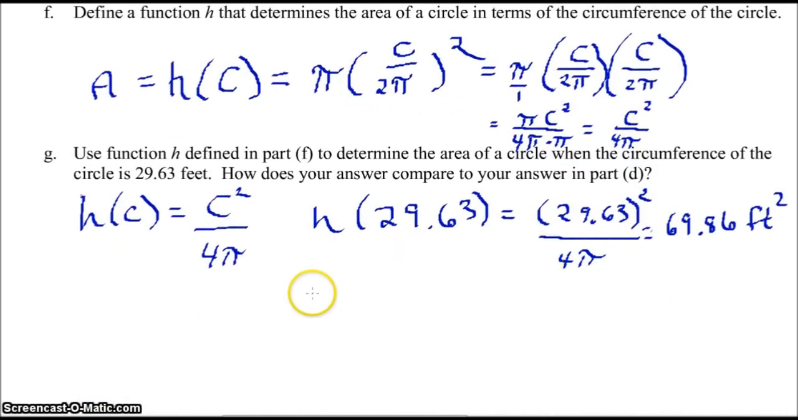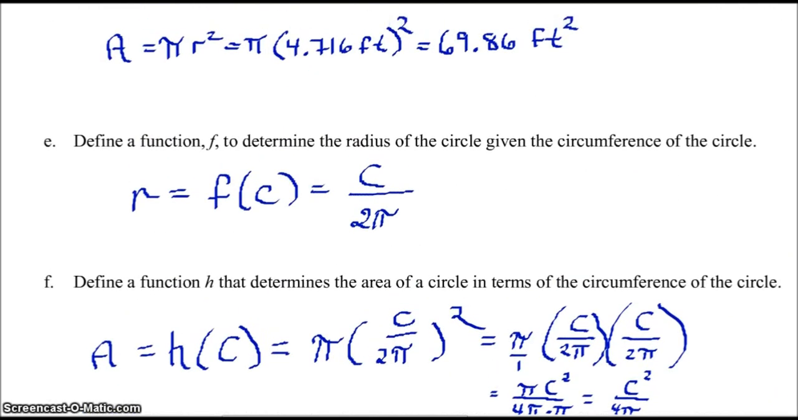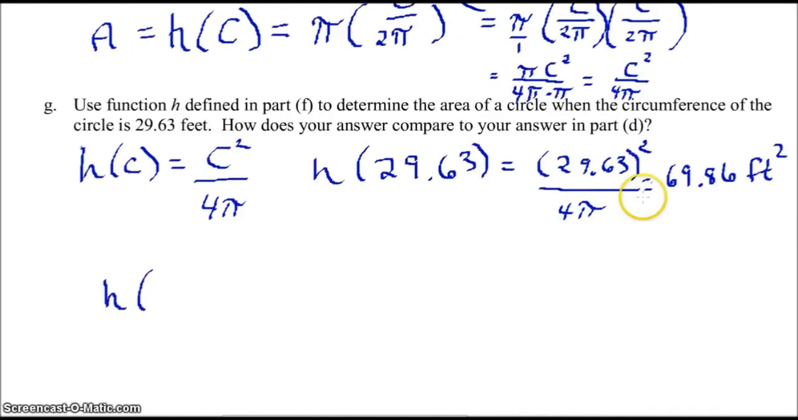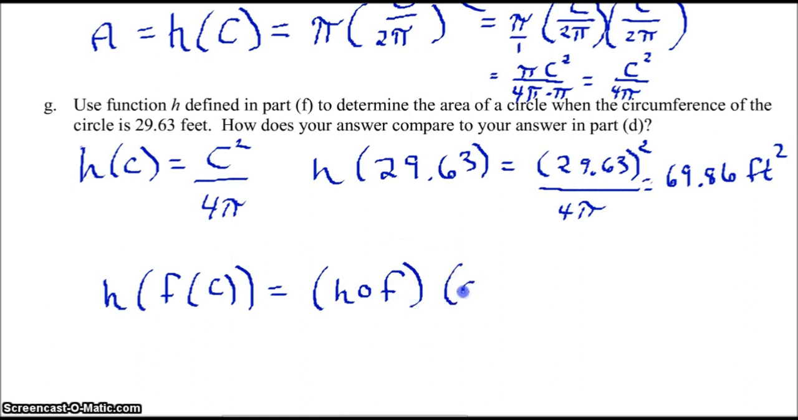So notice that this function h is simply a composition of functions. H of c is really h of f of r, or f of c. Remember that you'll also probably see this notation in the future: h of f of c.